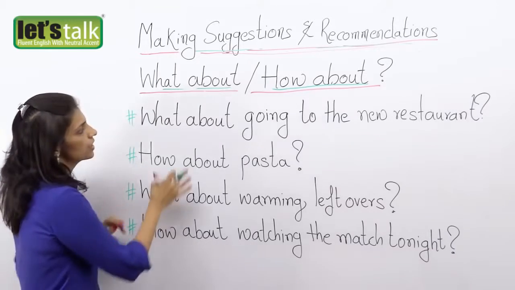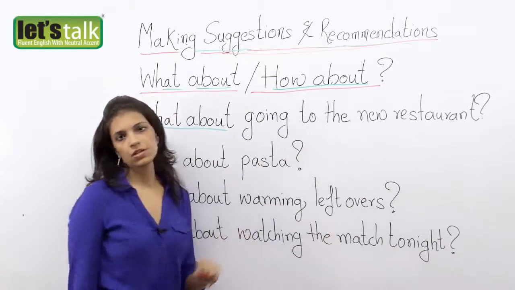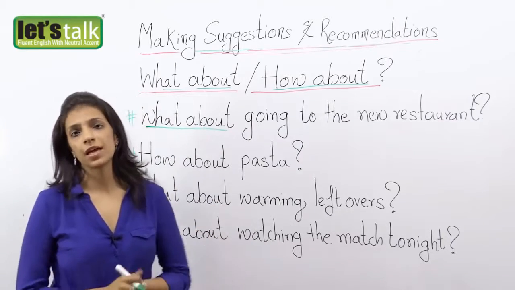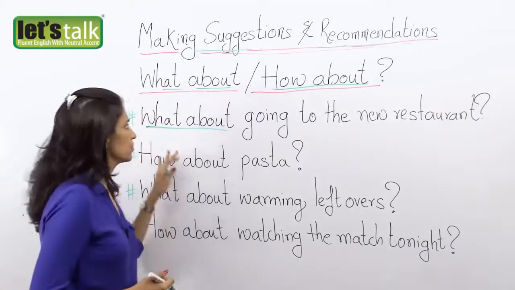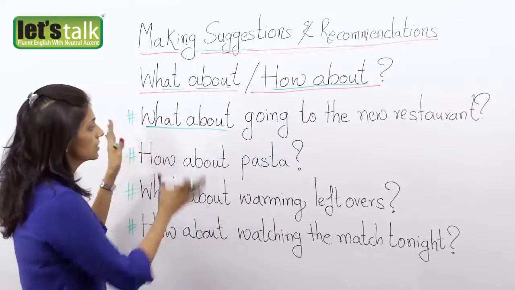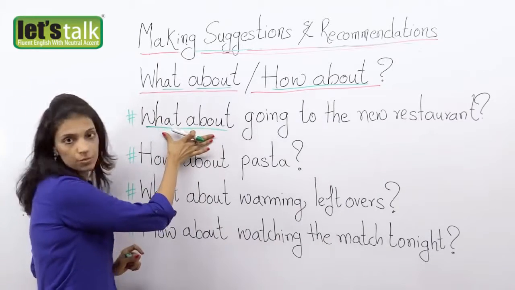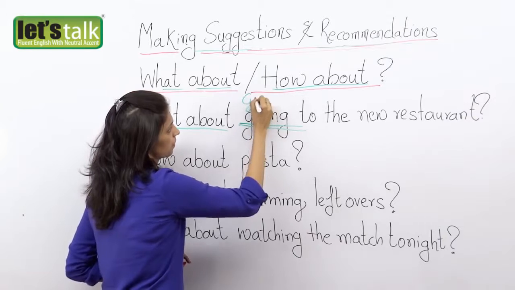In my first example, what about going to the new restaurant? Okay, so we say, your friends are planning to go for dinner. Where should we go? So your friend tells you, hey, how about going to the new restaurant? Or what about going to the new restaurant? Okay, now the sentence structure is you use what about, then you use a gerund.